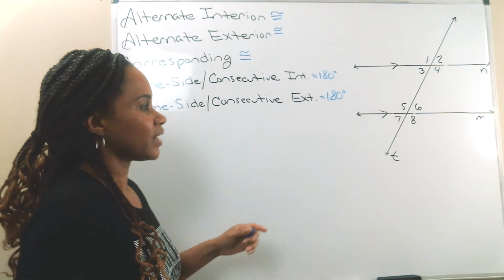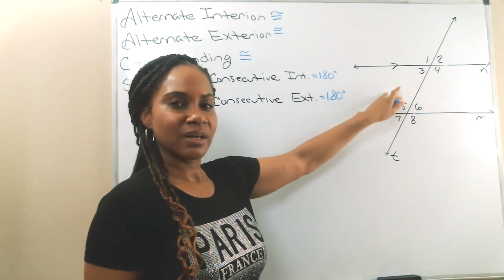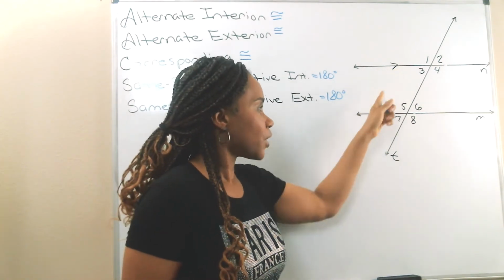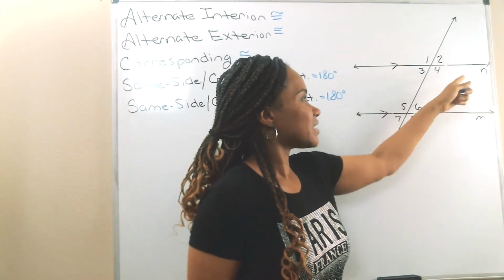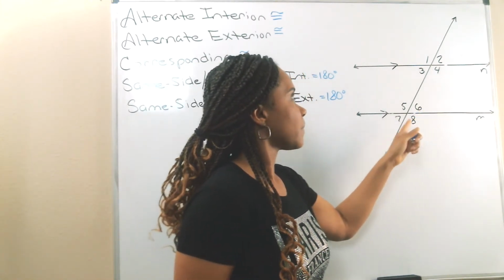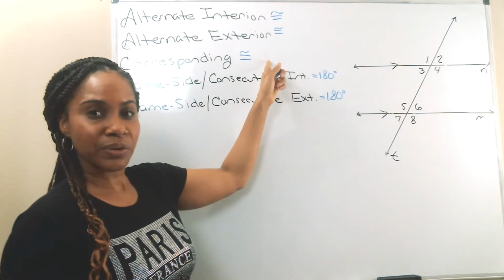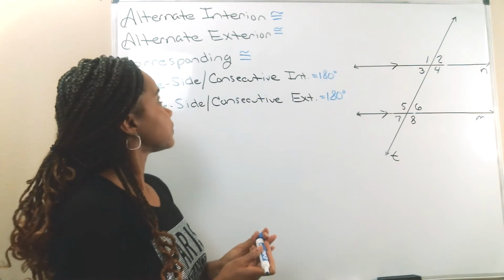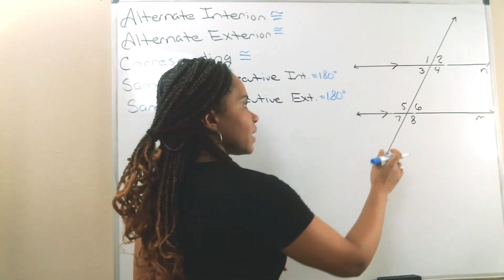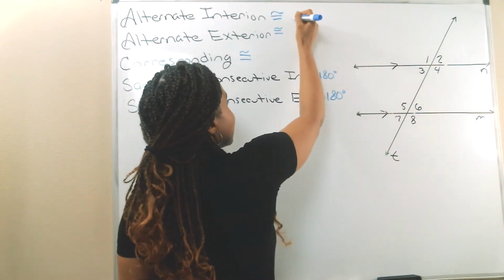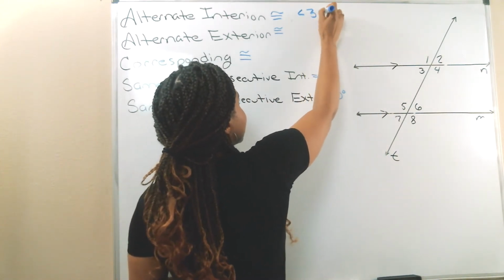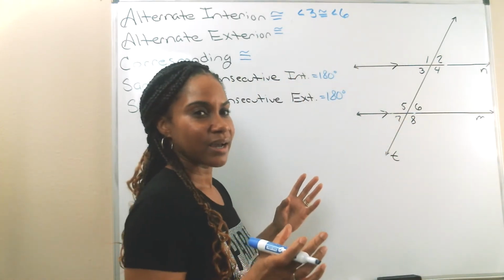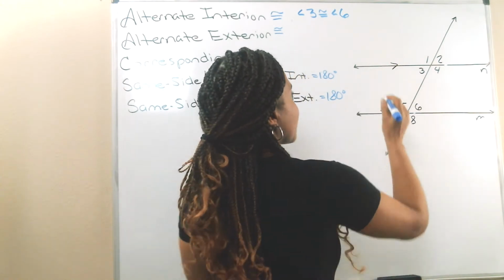So if a transversal intersects two parallel lines, I'm showing that these lines are parallel by the markings here. So lines M and N are parallel. These three angle pairs here are congruent, and these two are supplementary, meaning they equal 180. So our alternate interior angles, 3 and 6. We could say that angle 3 is congruent to angle 6, inside of our parallel lines, on opposite sides of the transversal.